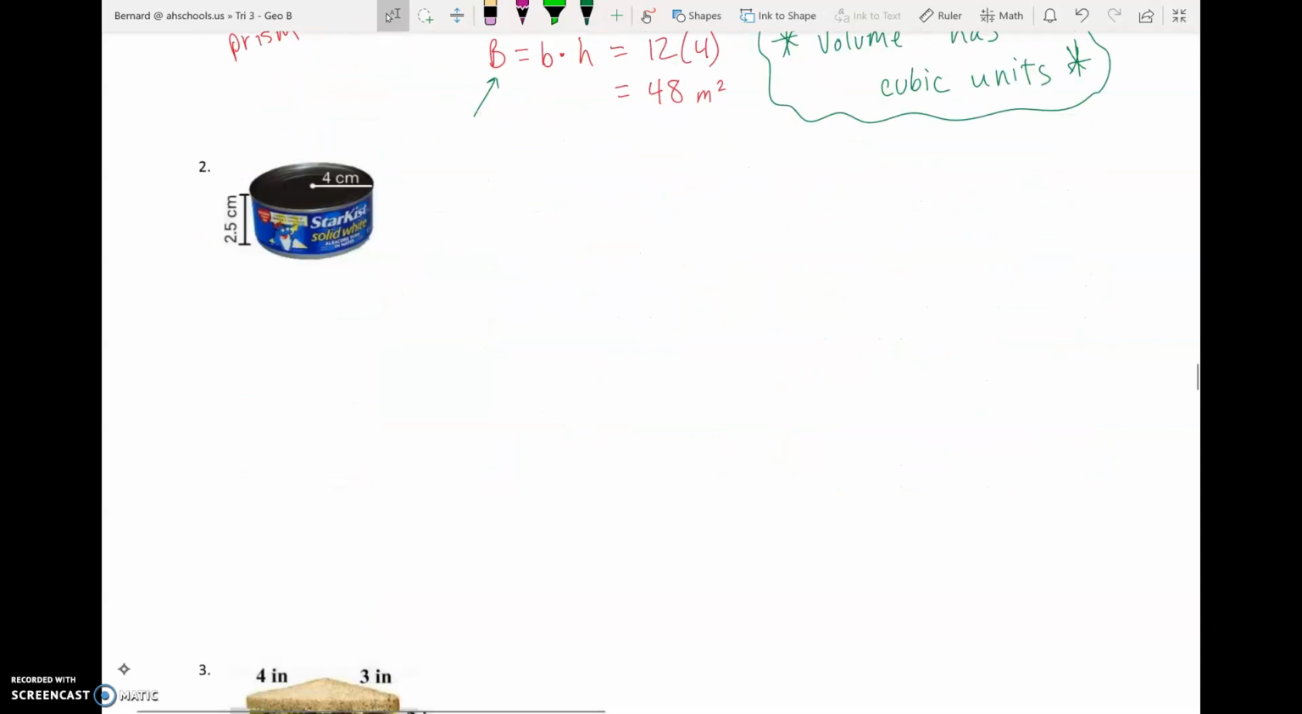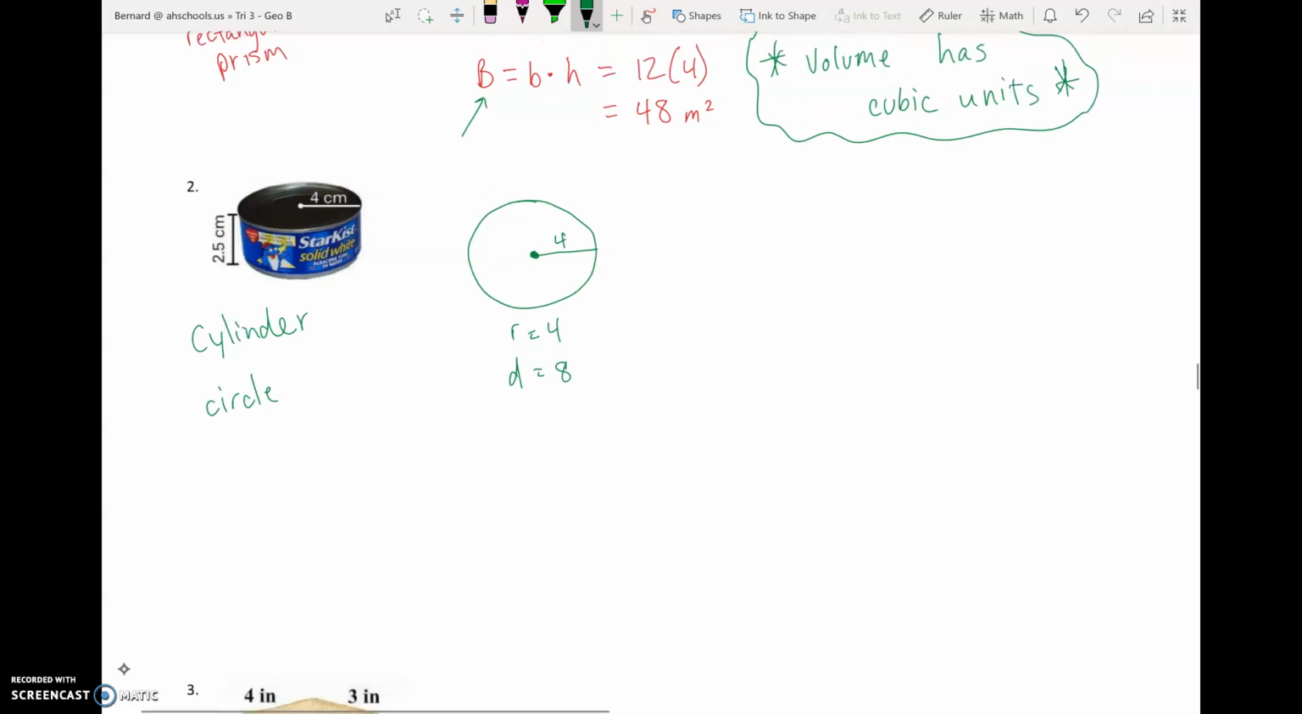So let's go do it on number 2. 2 is a cylinder. Just knowing that is important because we always need to know what the bases of our 3D objects are. And for a cylinder, we have a circle base, right? And so I'm going to draw the circle. You can tell by the dimension that this circle base has a radius of 4, so r equals 4. Just in case, we know that our diameter would then be 8. It's twice as big. But I don't think we'll actually need that today.